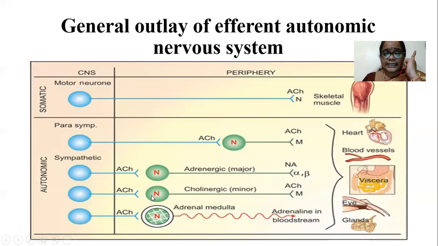That is the sympathetic postganglionic neuron. The sympathetic postganglionic neurons release acetylcholine only in some cases. In the sympathetic nervous system, the major neurotransmitter is what? Noradrenaline. Only a very minor neurotransmitter is acetylcholine. In sweat glands, which consist of muscarinic receptors, the acetylcholine in the sympathetic nervous system acts on the sweat glands.